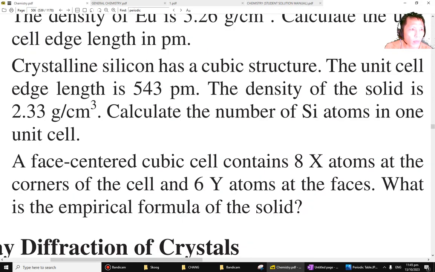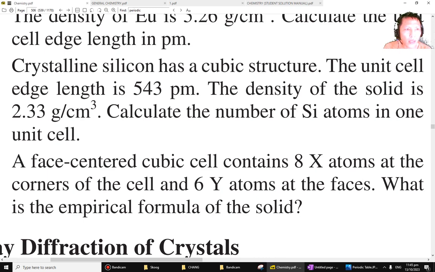So we have another problem. I think we can calculate this one. Crystalline silicon has a cubic structure. So again, SC, simple cubic structure, are the BCC, FCC, and your SC. They are all cubic structures.